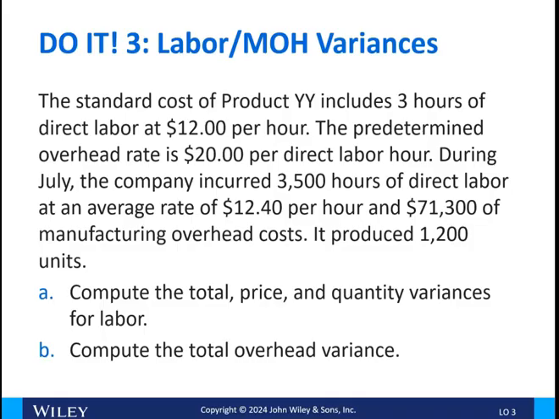$71,300 of manufacturing overhead cost. It produced 1,200 units. So we're going to compute the total price and quantity variances for labor and then compute the total overhead variance. So the total variance for labor, we're going to take actual hours times actual rate, compare that to our standard hours at standard rate.